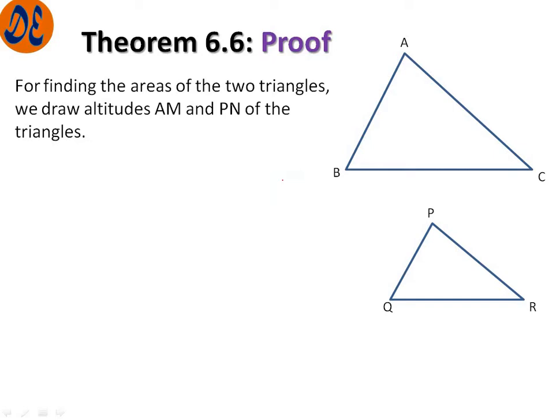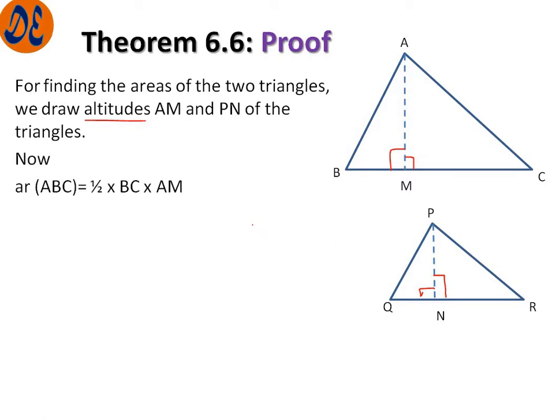First, to prove that, we will have to find the area. Let us find the area of both the triangles. To make it simple, let us draw two altitudes. Now what is an altitude? An altitude is a line drawn perpendicular from a vertex to the opposite side. So let us assume AM and PN are two altitudes. If they are altitudes, they will form an angle of 90° with the base.